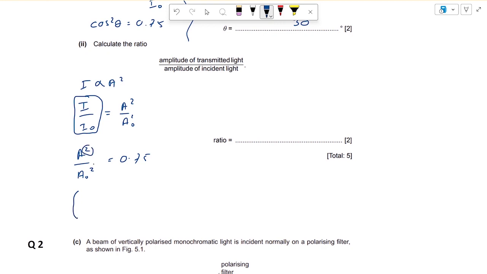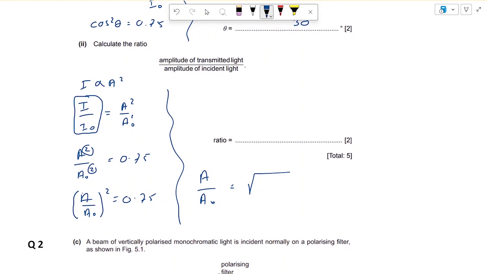We have the squares that are common, so we can just get them out to produce A over A naught, squared, equals 0.75. And in order to find the ratio, we simply need to square root 0.75, and that would produce 0.866, which can be rounded off as 0.87.